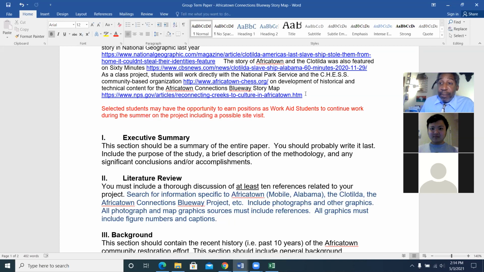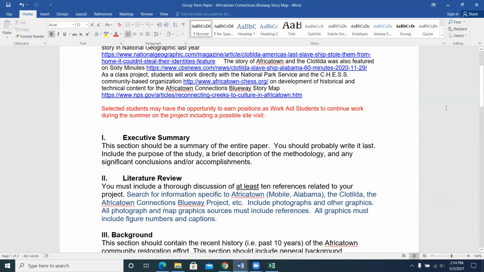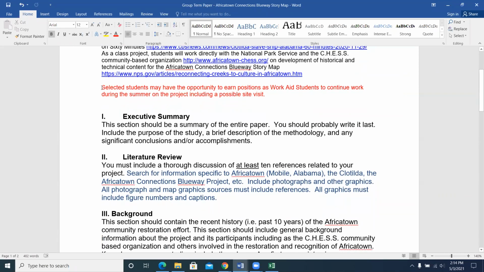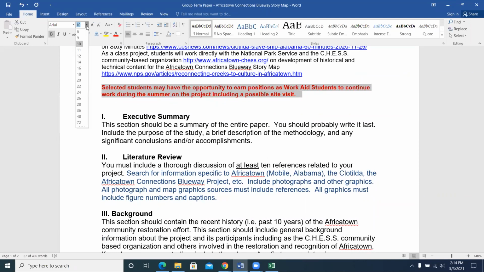So again, this is not busy work. Whatever we create in this class is real. It's for the National Park Service. And I'm going to be keeping an eye on you all. As you can see here in red, maybe I should bold this out. Maybe I should make it a larger font.